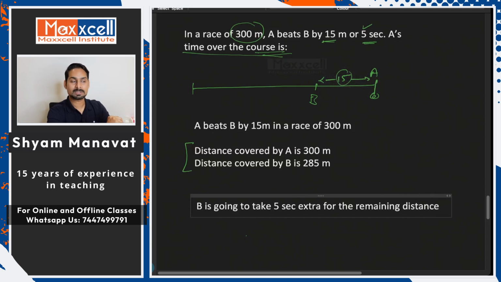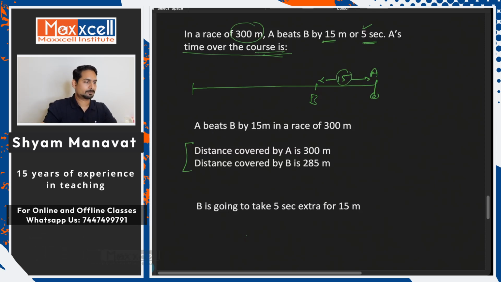Yeah. What is the remaining distance? Remaining distance is 15 meters here, right? So I should say for 15 meters. Did you get it? The remaining distance for B is 15 meters, right? So B is going to take that extra time for the remaining distance. So B is going to take 5 seconds for 15 meters.